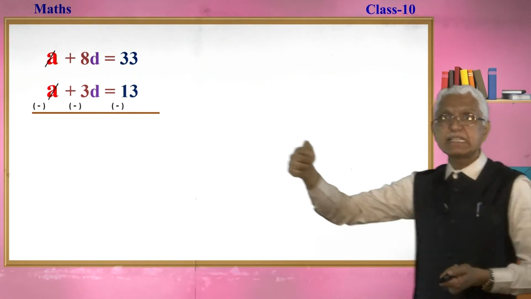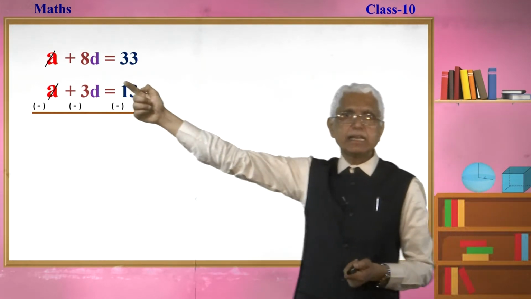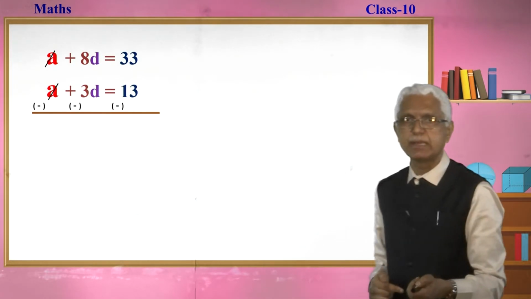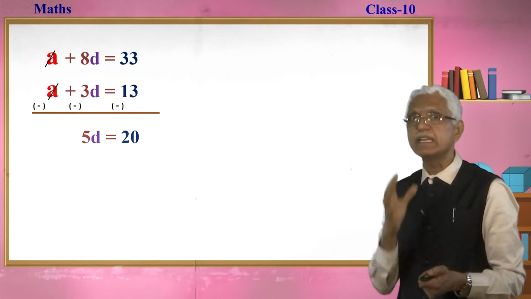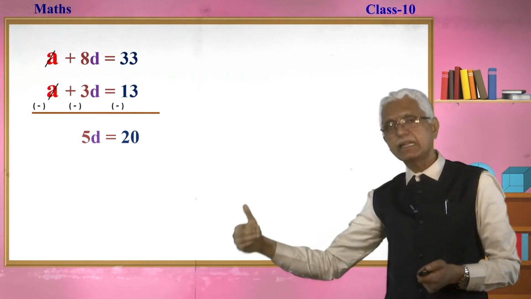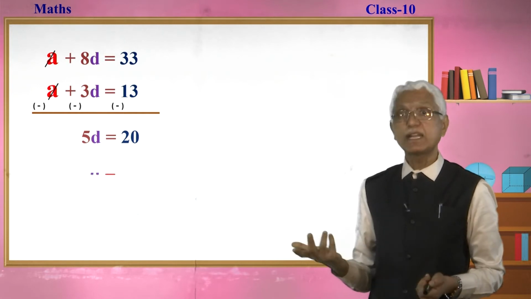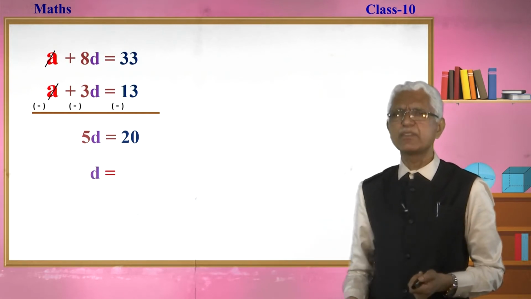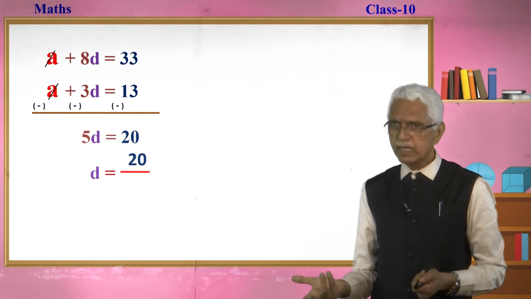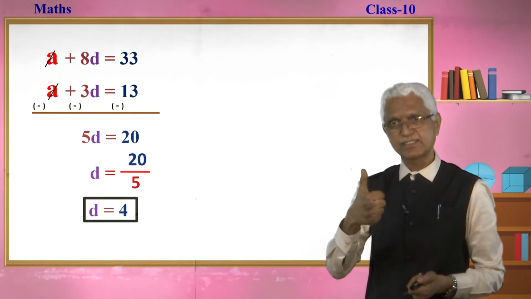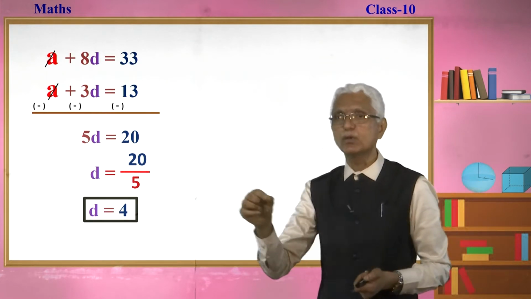Now, 8d minus 3d. What is 8d minus 3d? It is 5d. What is 33 minus 13? 20. 5d is equal to 20. What is d? 20 by 5. d is equal to 4. Yes. Common difference is 4.